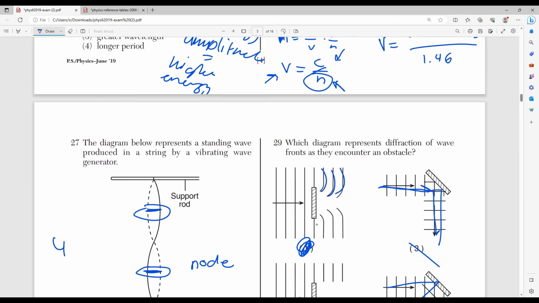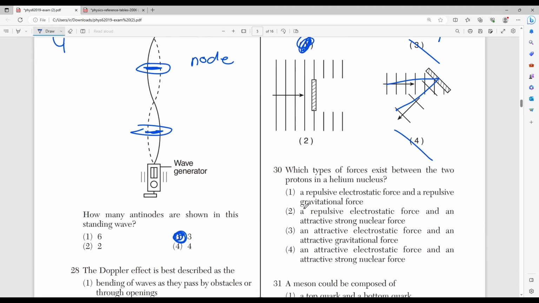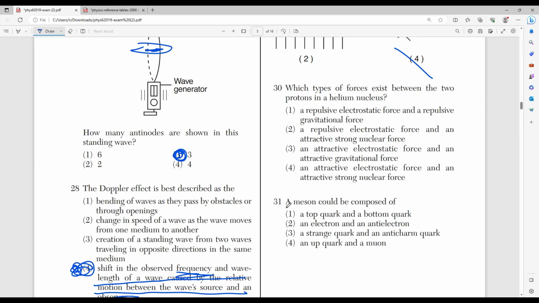Now, there's another type of diffraction, right? If they're going through an aperture or a small opening, they're going to curve around it. Really, whenever you see diffraction, just think about waves curving. That's all. Number 30 says, which type of forces exist between two protons in a helium nucleus, right?